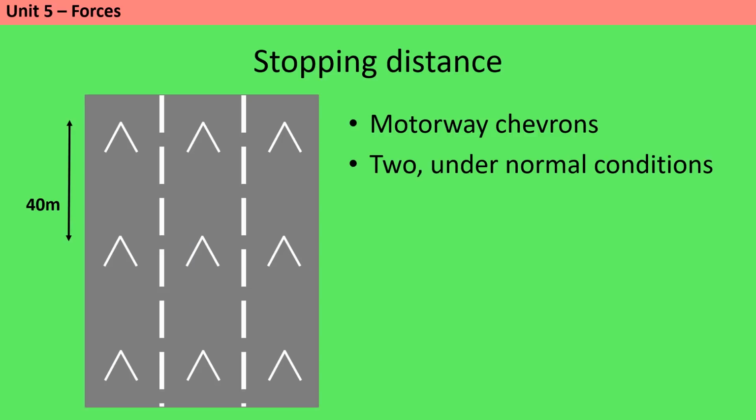It goes without saying that moving objects need some time and some distance in order to stop. If you've spent a lot of time on the motorway, then you'll be aware that lots of motorways have these white chevrons which are spaced 40 metres apart, and the idea is that cars should always have 2 of them between them. In other words, they should always be at least 80 metres behind the vehicle in front.